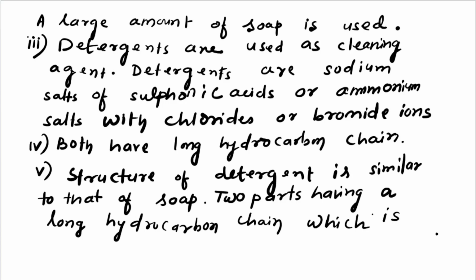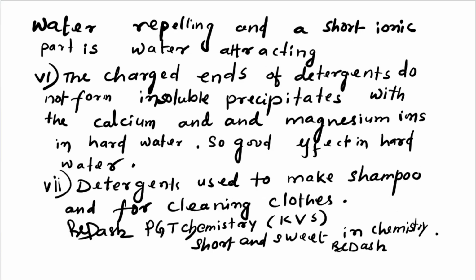The structure of detergent is similar to that of soap, only the parts change. Two parts: a long hydrocarbon chain which is water repelling, and a short ionic part which is water attracting. What is water repelling? Hydrophobic. What is water attracting? Hydrophilic. The same meaning. The charged ends of detergents do not form an insoluble precipitate, that is the positive point. The detergent never forms an insoluble precipitate with hard water, that is calcium and magnesium salts. So it has a good effect in hard water.